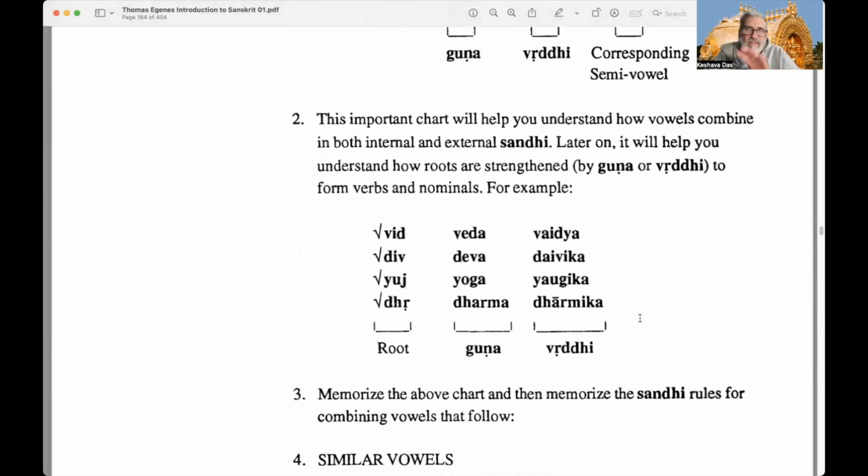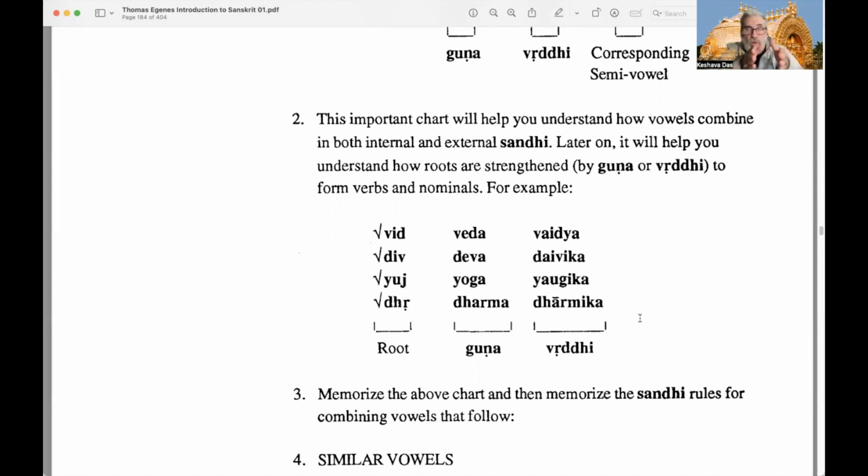All right, so let's see some application now. This important chart will help you understand how vowels combine in both internal and external sandhi. Just to recap, what's sandhi? Sandhi is the joining of two words or two parts of a word. When two letters join together, the ending letter of one section and the beginning letter of another section of a word, or the ending letter of one word and the beginning letter of another word. That is sandhi. How it comes together, how it's combined, and what changes occur.